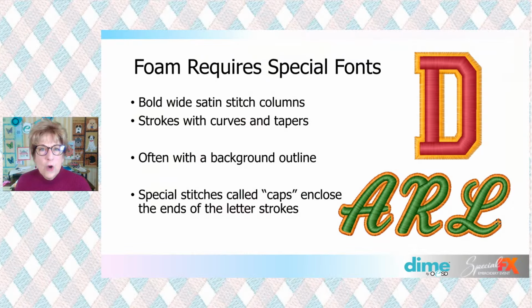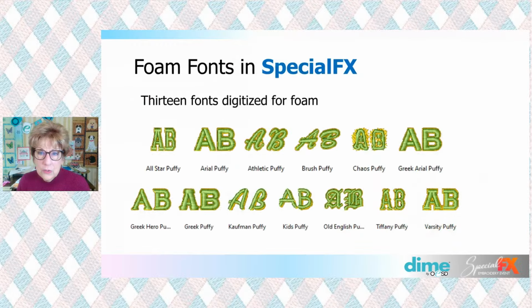Now, when you're using foam in fonts, that also requires special digitizing because, usually in these foam fonts that we see on athletic wear, they're big, wide satin stitches, or if it's more of a script, it's got tapers at the end, and maybe there's an outline around it. Those are special stitches that cut and encase the ends of the foam because you don't want the ends of the foam sticking out at the end of the A or the end of the D. And so those stitches are special. They're called caps that we put in those fonts.